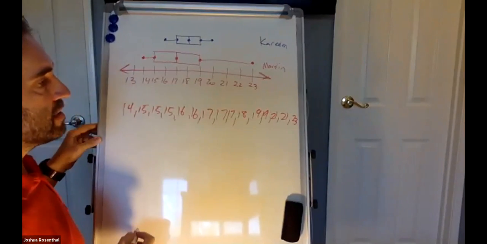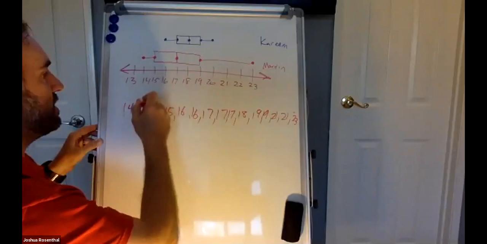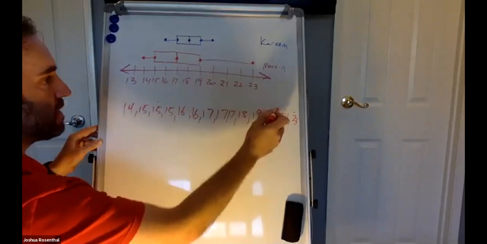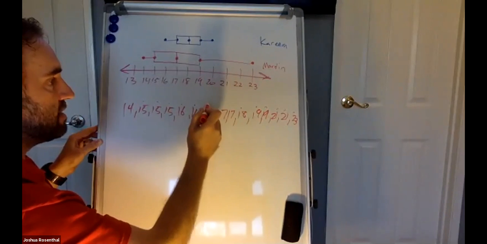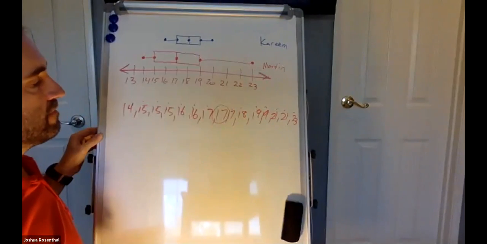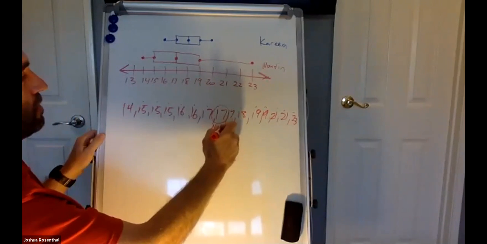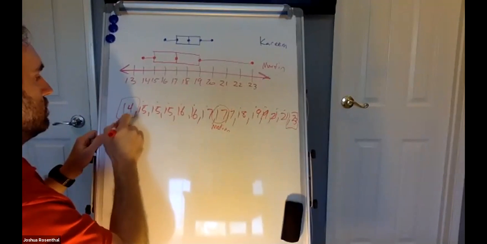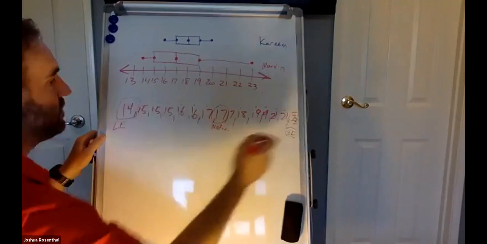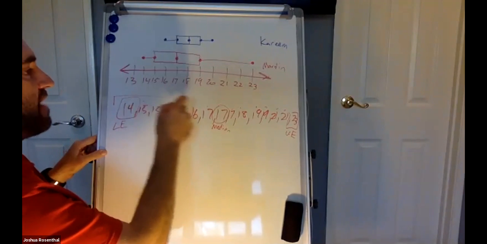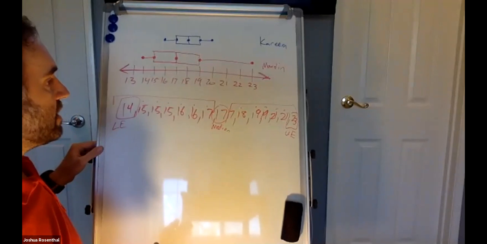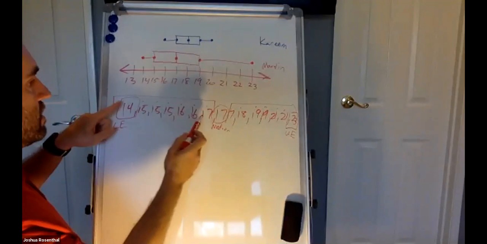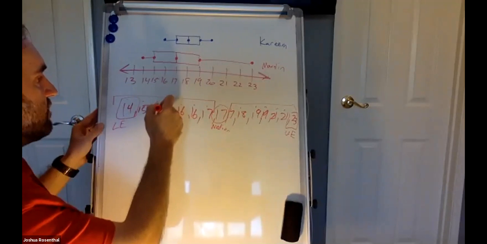14, 15, 15, 15, 16, 16, 17, 17, 17, 18, 19, 19, 21, 21, 23. 15 data points. Okay, so left, right, left, right, and so on. There's the median. Here's your lower extreme. Here's your upper extreme. Now this half of the data is under the median, and this is the upper half of the data. Find the median of that. So left, right, left, right. It's 15. Oh, now I get it.